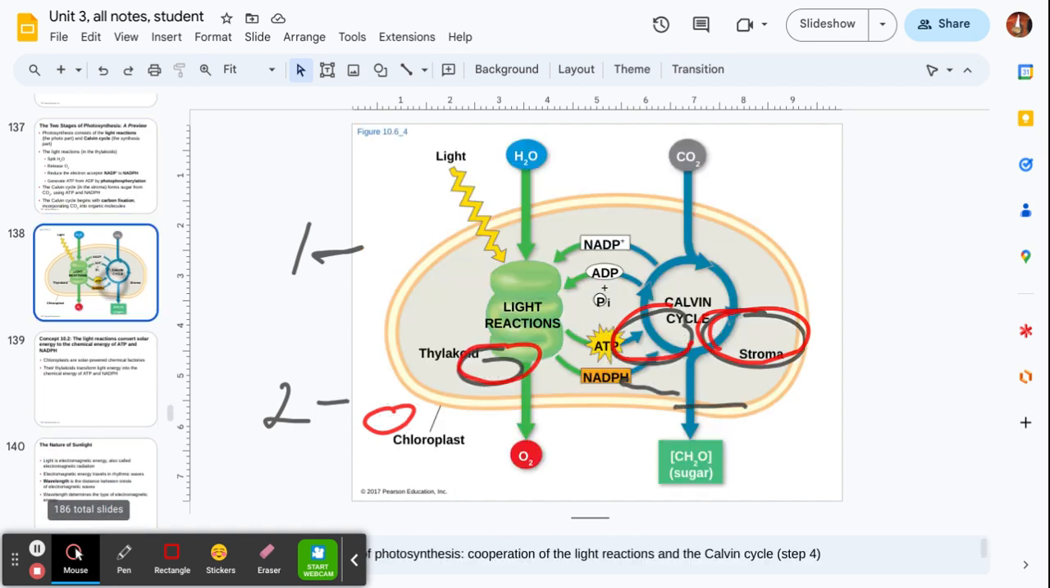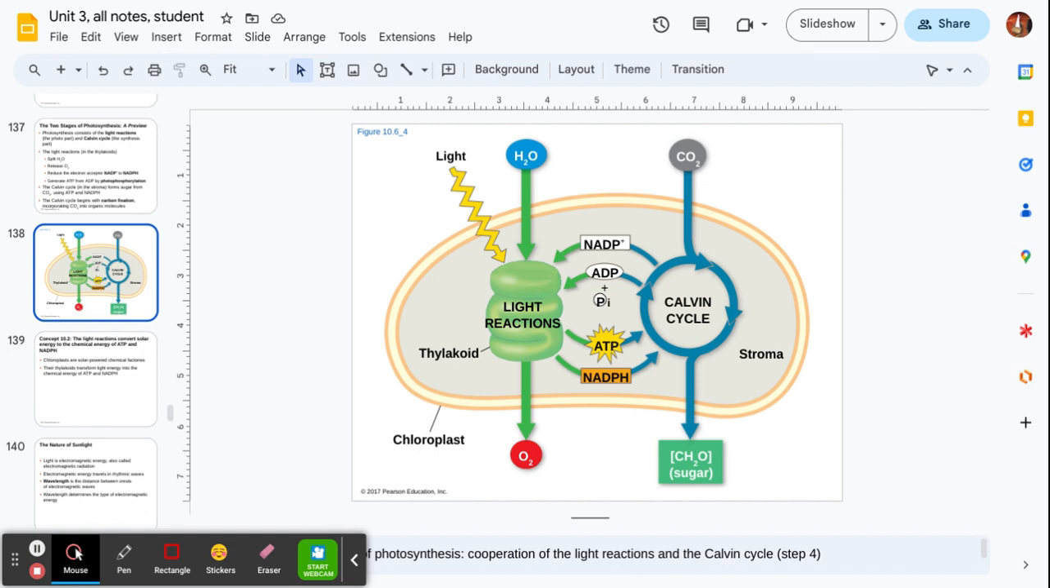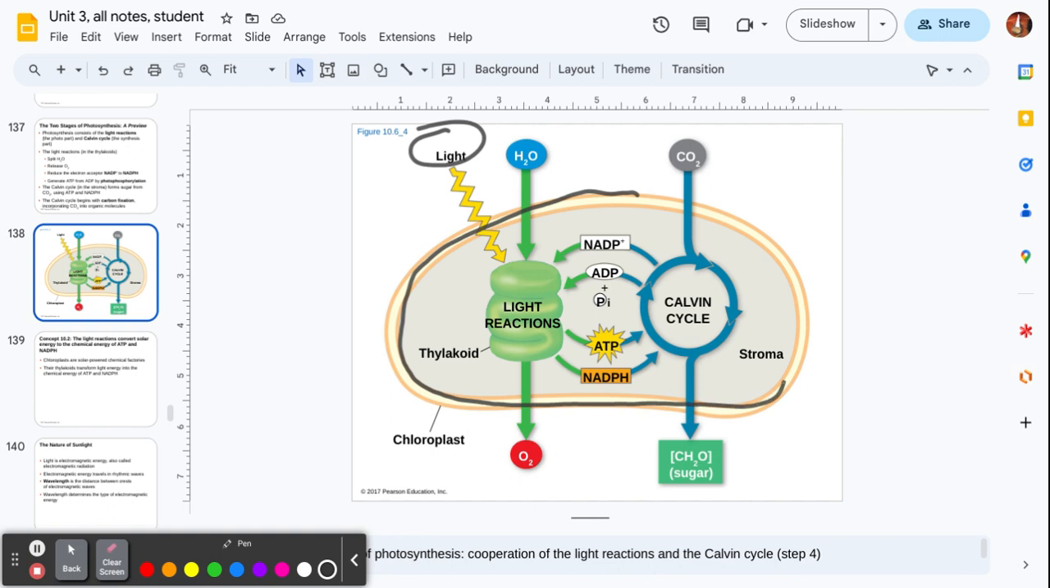This is a great diagram that really summarizes everything that's going on in photosynthesis. We're going to start with our light reactions. Light's going to come in. This whole thing here is our chloroplast. This green guy here, that's our thylakoids. That's where the light's going to get captured. Water's going to go in here.